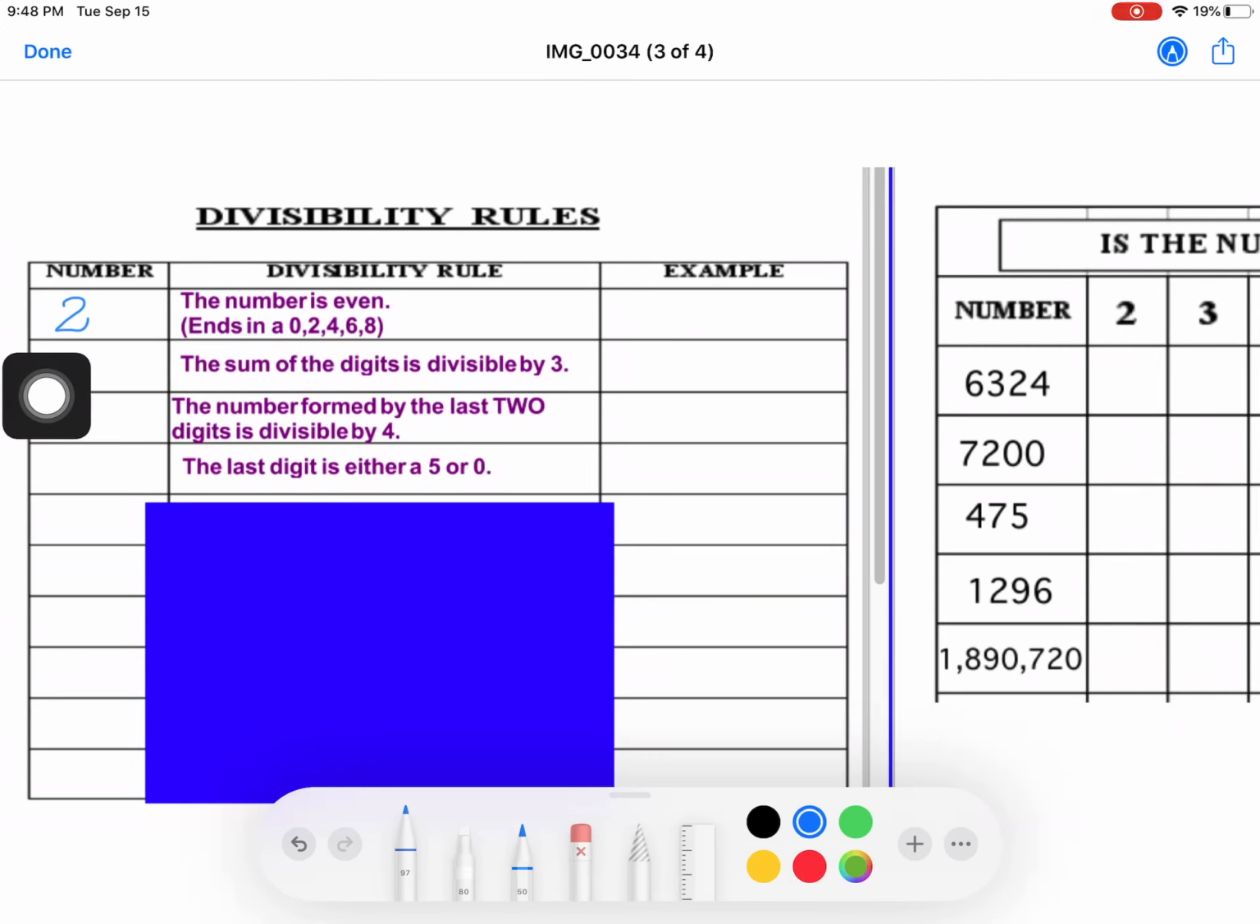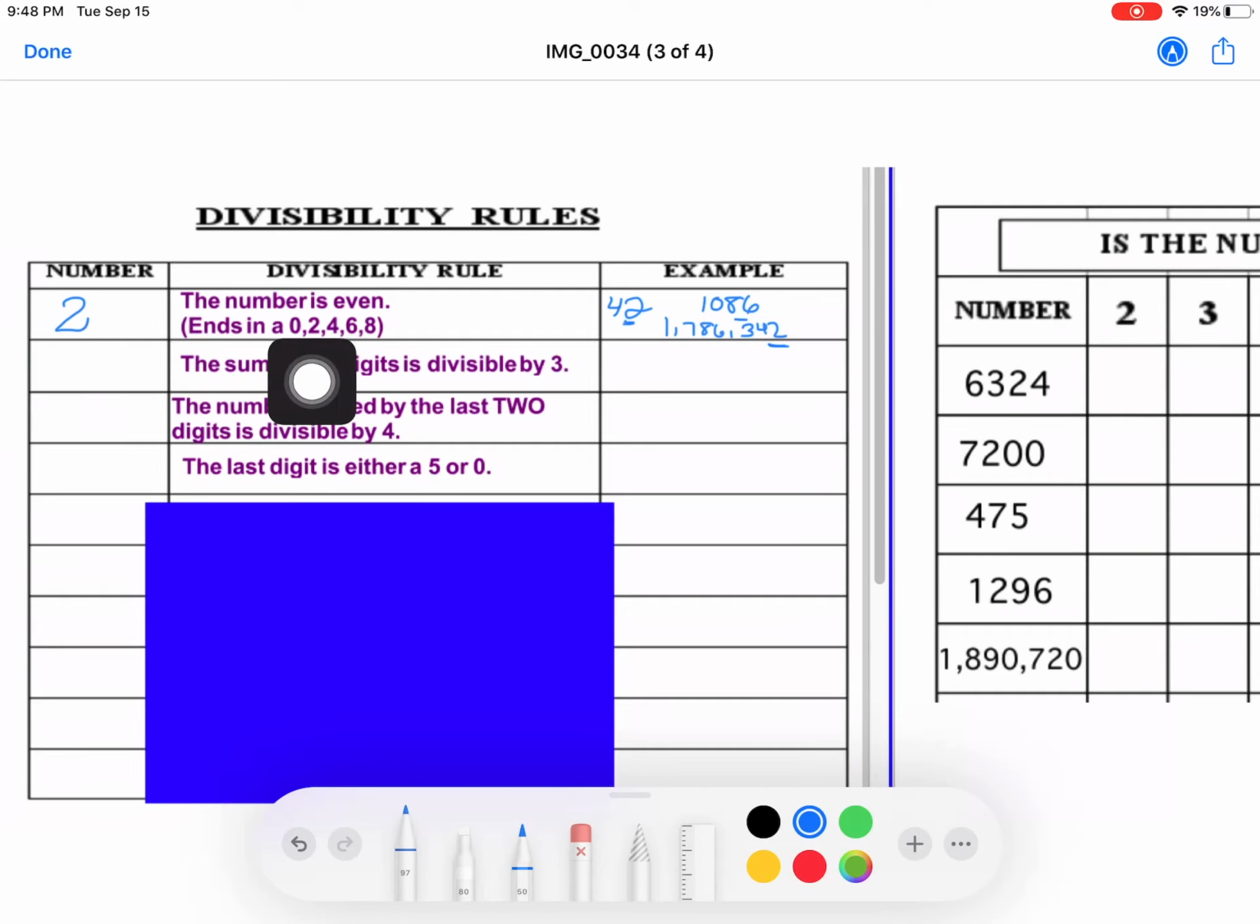So that could be any number. It could be a number as simple as 42. It could be a number like 1086. So long as that last number is an even number, then I know it's divisible by 2. It could even be 1,786,342. And because that ends in a 2, an even number, we know that it is divisible by 2.